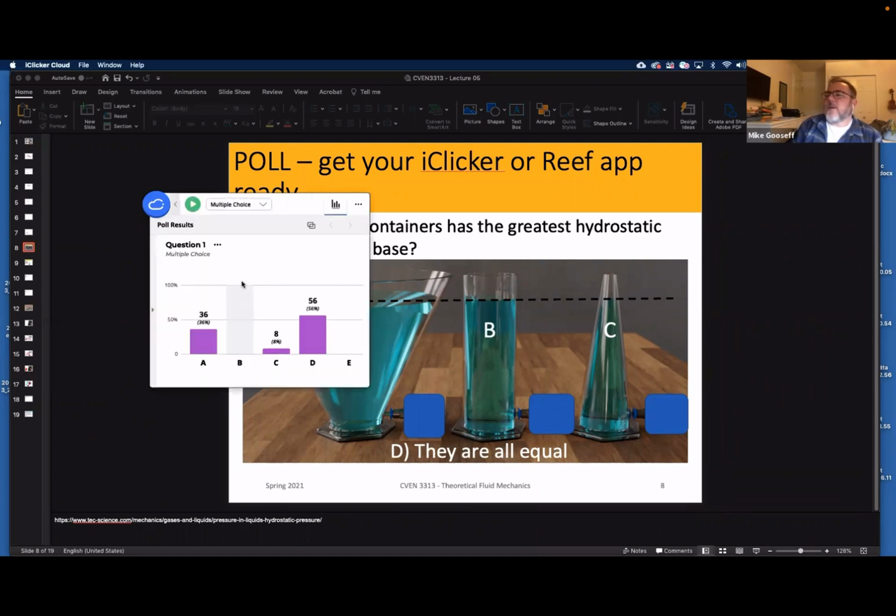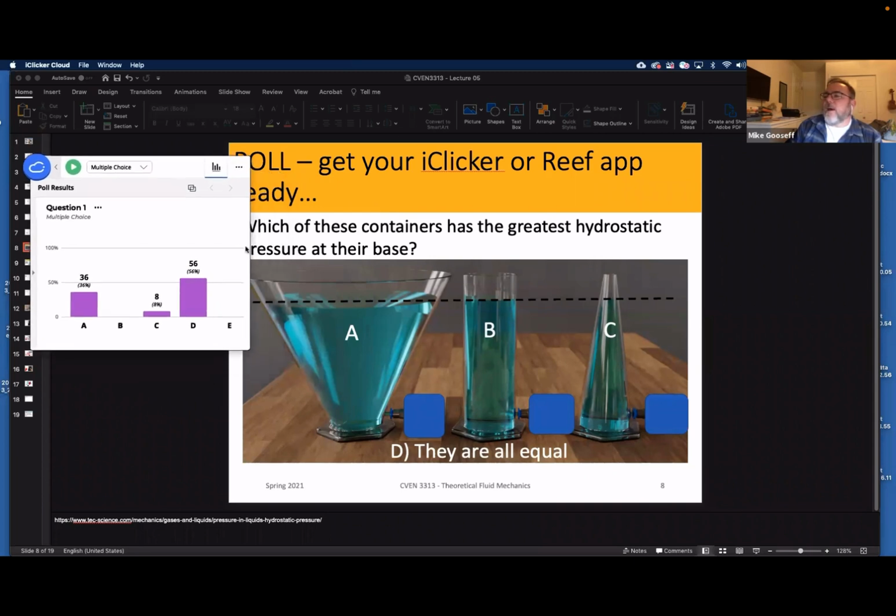All right, so here are the results. 36% of you, or 36 of you, that works out with 100 people, said vessel A. Nobody said B. That's interesting. 8 of you said C, and 56 said D. The answer in this case is actually D.